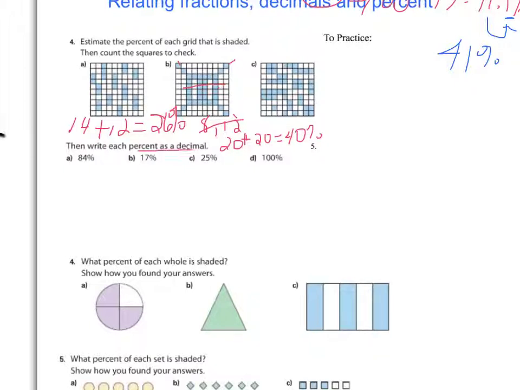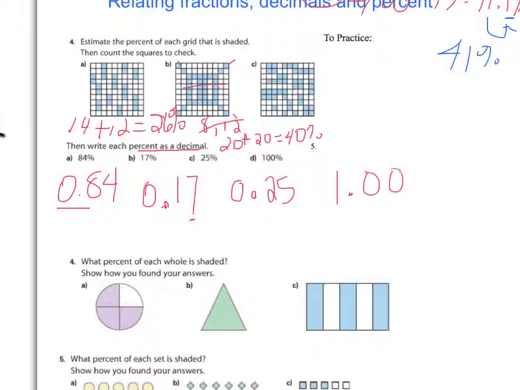Write each percent as a decimal. Well, 84%, we know we have to make it into hundredths, so it would be 84 hundredths, 0.84, and you do have to have the 0 decimal in front. 17%, again, would be 17 hundredths, ending in the hundredths place. 25%, 25 hundredths, because we know it's out of 100. And 100% actually becomes 1.00. That one can be a bit tricky.